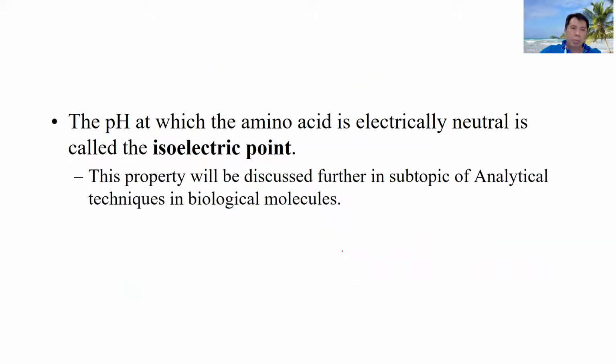Now, the pH at which the amino acid is electrically neutral: when a certain amino acid is found in a solution with a particular pH, if the amino acid is electrically neutral, that means it is in a zwitterion form. So we can say that the pH is the isoelectric point for that amino acid. We will discuss these isoelectric point properties further in the subtopic of analytical techniques in biological molecules.